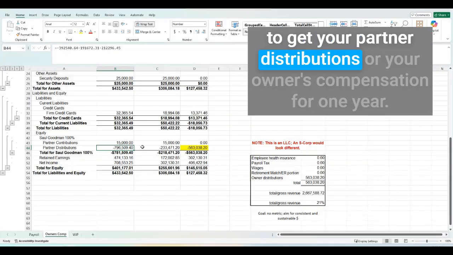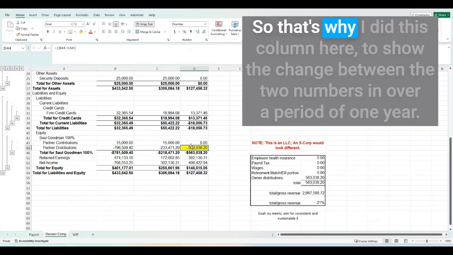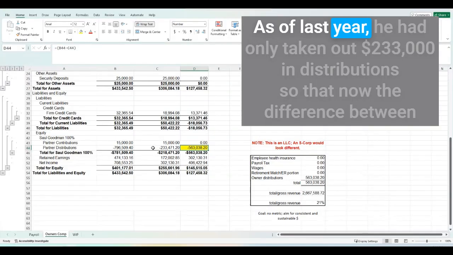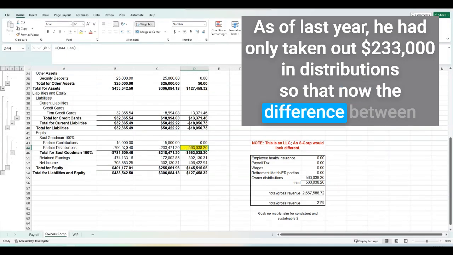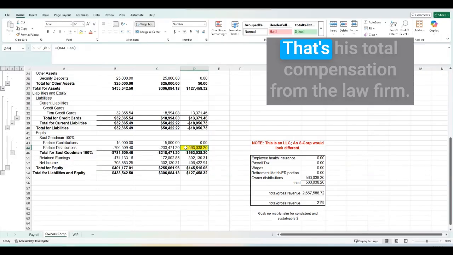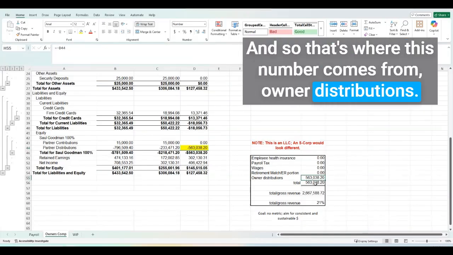To get your partner distributions or your owner's compensation for 1 year, it's the difference between last year and this year. So that's why I did this column here to show the change between the two numbers over a period of 1 year. As of last year, he had only taken out $233,000 in distributions. So now the difference between the $233,000 and the $796,000 is $563,000 in distributions. As a single member LLC, that's his total compensation from the law firm. And so that's where this number comes from, owner distributions.